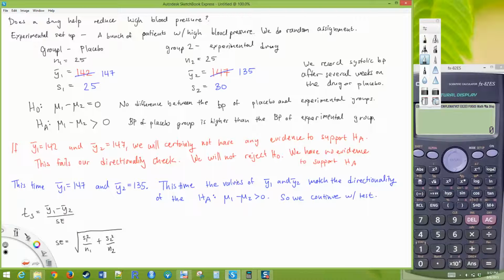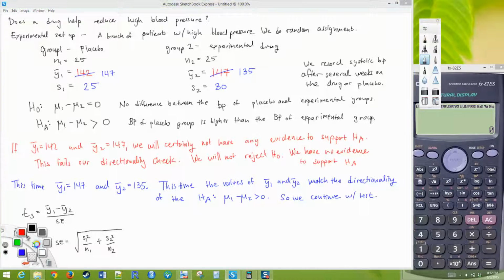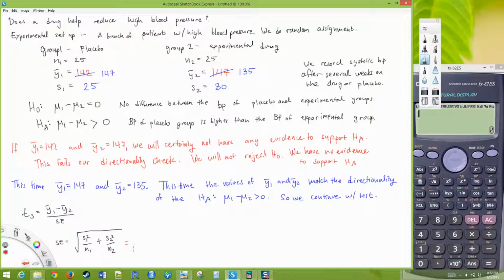Let's take a look here. For my standard error, I'm getting root 61, 7.81. So my test statistic ends up being 147 minus 135 divided by 7.81. So 12 divided by 7.81, and I get 1.536.